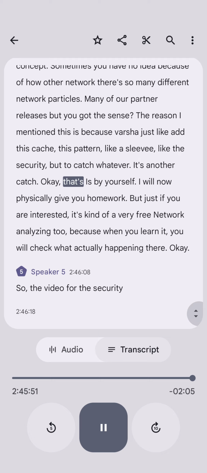Okay, play with this by yourself. I will not physically give you homework, but if you're interested, it's a very good free network analyzing tool. Because when you learn it, you will check what is actually happening there.